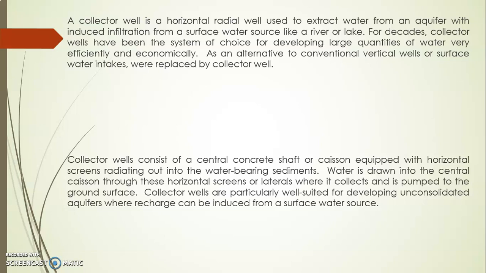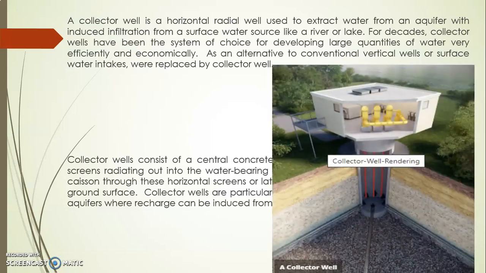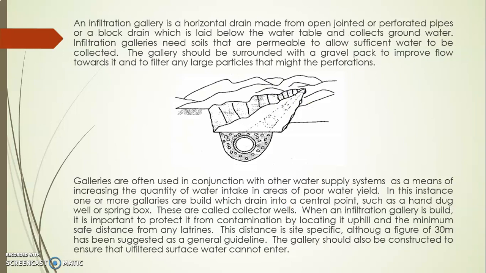The collector well consists of a central concrete shaft or caisson equipped with horizontal screens radiating out in the water-bearing sediments. Water is drawn into the central caisson through these horizontal screens or laterals where it collects and it is pumped to the ground surface. Collector wells are particularly well suited for developing unconsolidated aquifers where recharge can be induced from a surface water source. So the image shows a collector well.